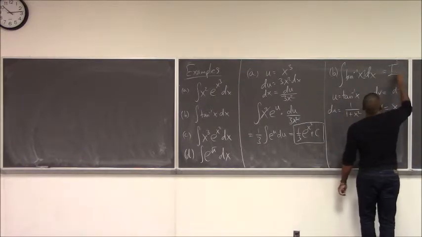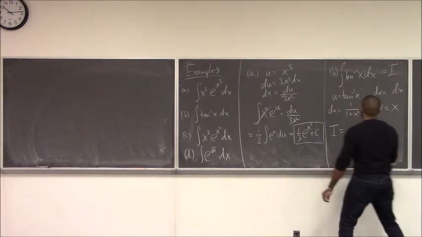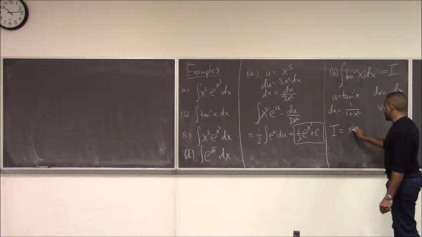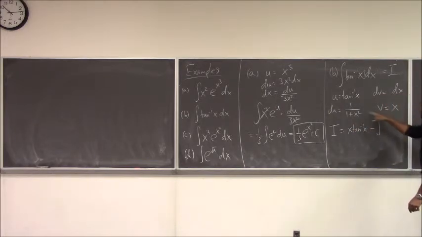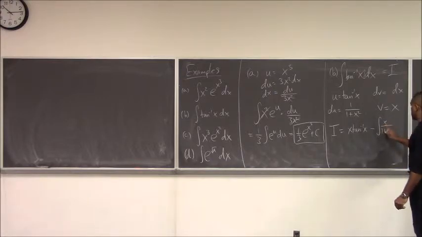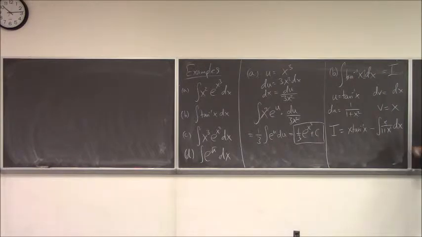So I'm going to call this I. That means that I is equal to u times v minus the integral of v du. How do you integrate this? Don't you do a second substitution? Now you do substitution, right?